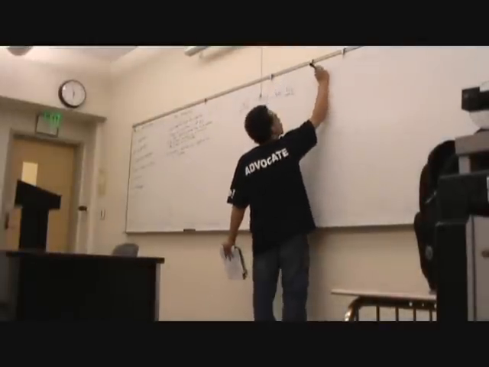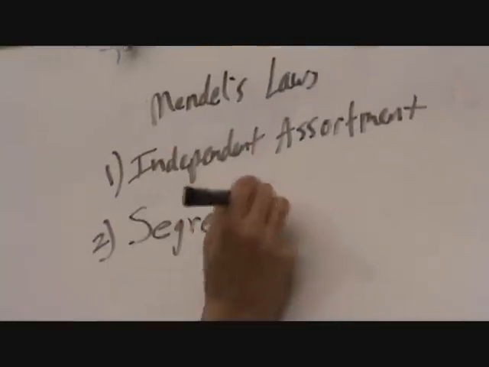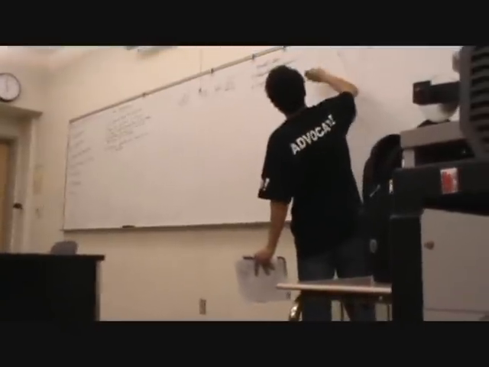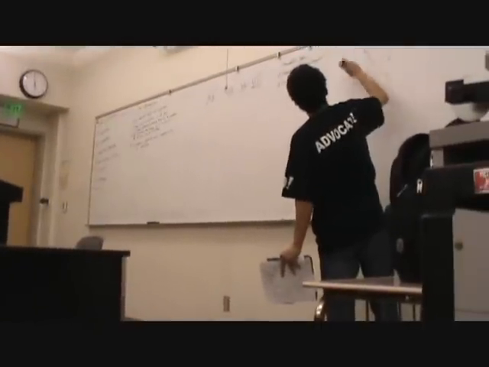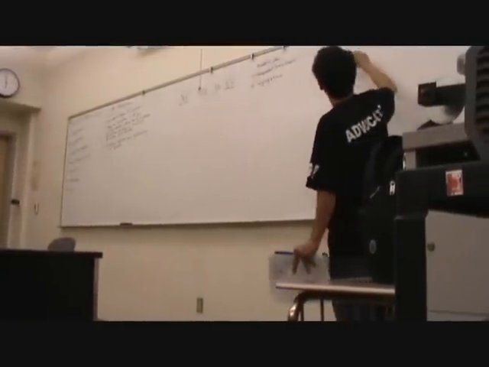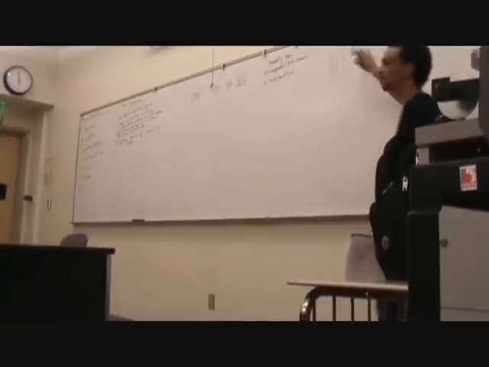Mendel's basic laws: independent assortment and segregation. Segregation is at the point when the chromosomes are being split and then they separate. So segregation is the separation. Independent assortment means they can be mixed up randomly with each other, any which way.